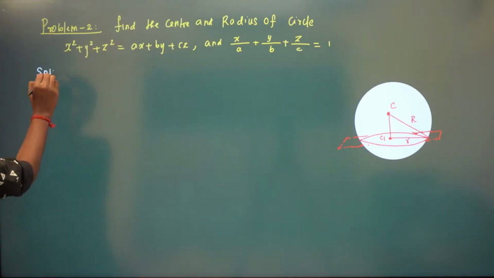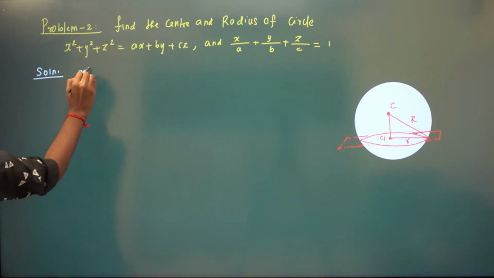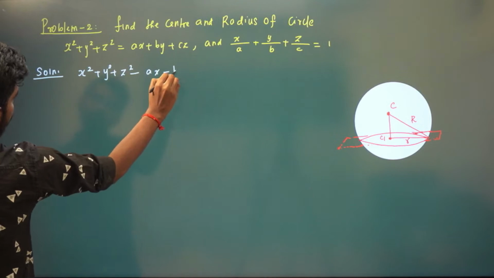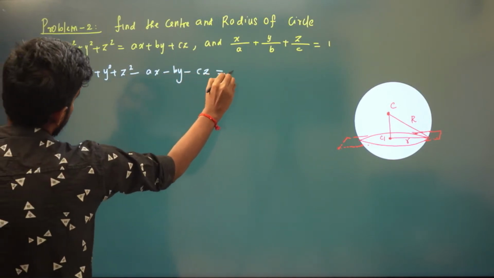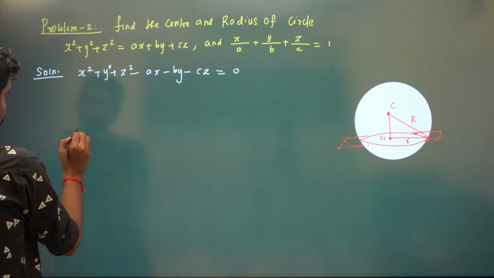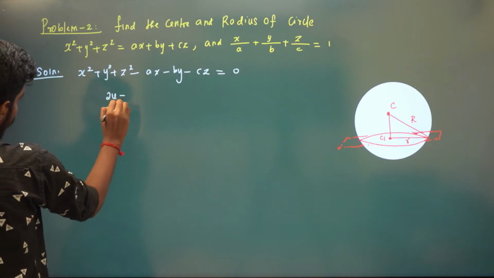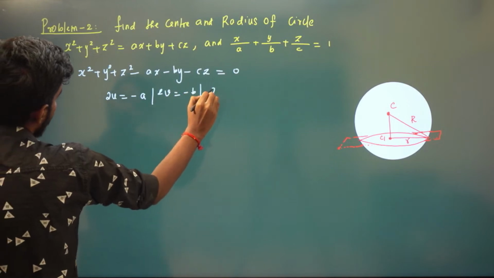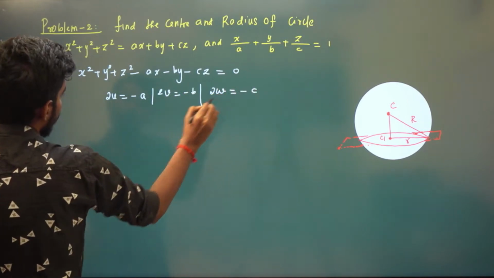Okay. First, they have given the equation of the sphere as x square plus y square plus z square minus ax minus by minus cz equals 0. Now what is the general form? That means 2u is equal to minus a, 2v is equal to minus b, 2w is equal to minus c.